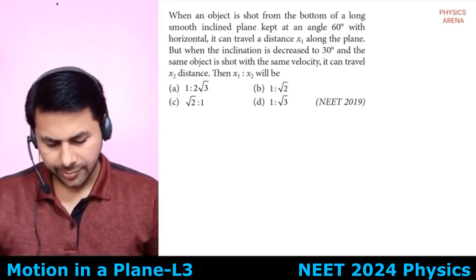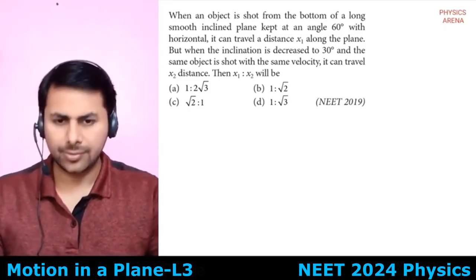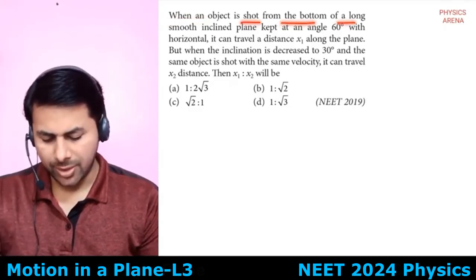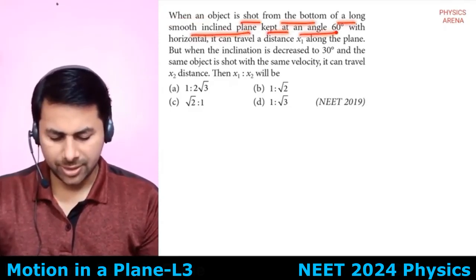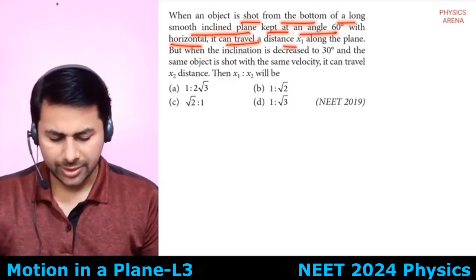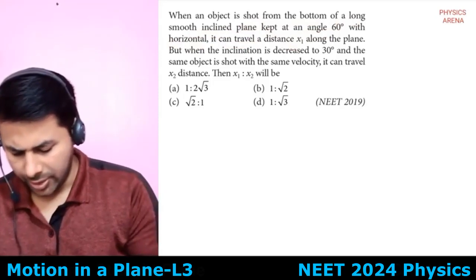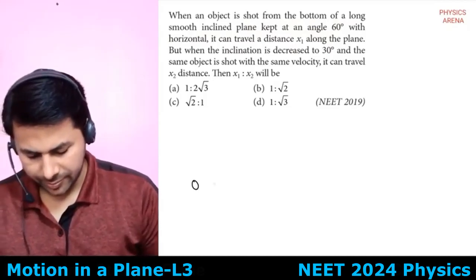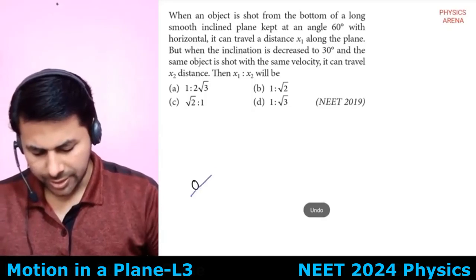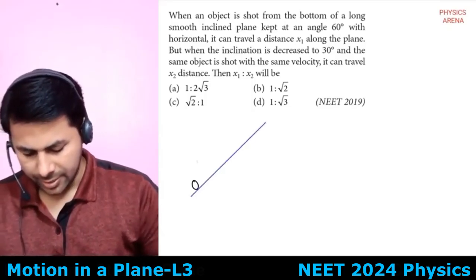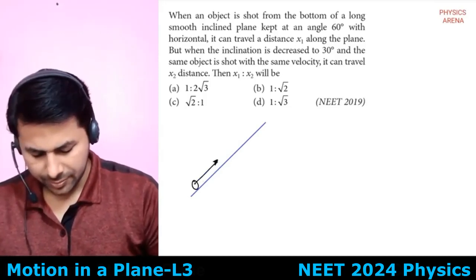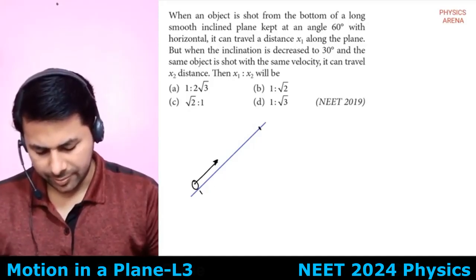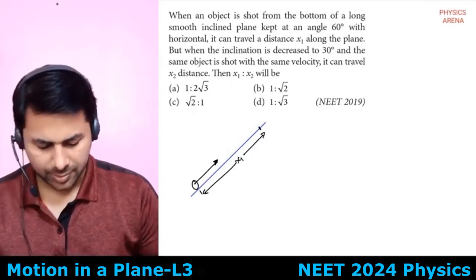So tell me what we can do. All right, let's read the question again. When an object is shot from the bottom of a long smooth inclined plane kept at an angle of 60 degree with horizontal, it can travel a distance x1 along the plane. So, you have an object. Suppose your object is shot at an angle of 60 degree with the horizontal, in this direction. It goes to some distance, till distance x1.